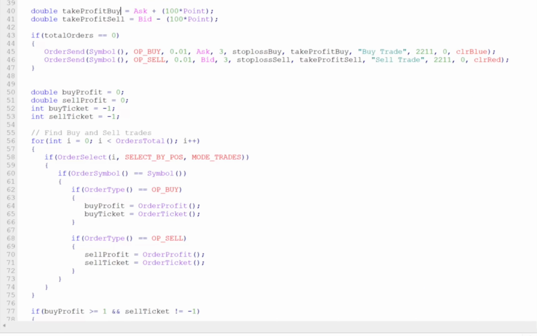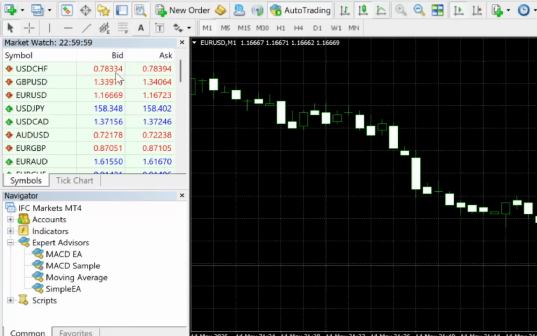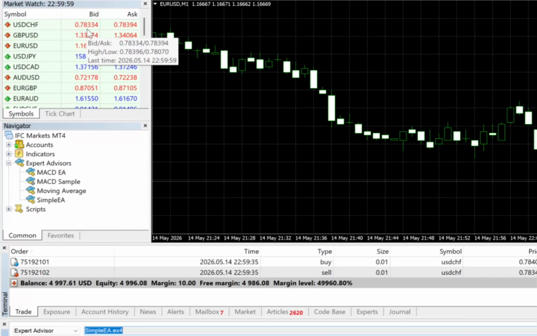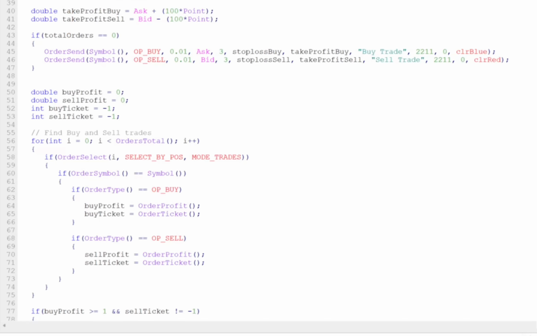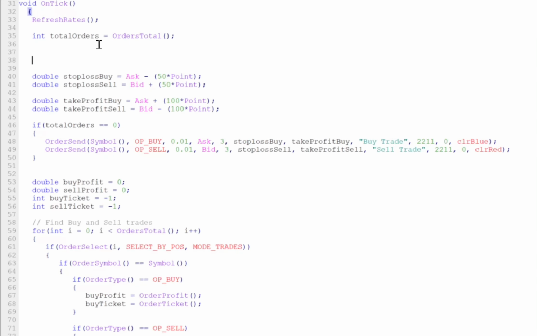One common mistake is using the wrong number of digits or points, especially on brokers with 5-digit pricing or 3-digit JPY pairs. For example, in our case, our broker has 5-digit pricing. So we have to fix this issue. So a safer approach is, let's convert this 5-digit pricing so that we can properly calculate the pip value. So double pip equals to point.